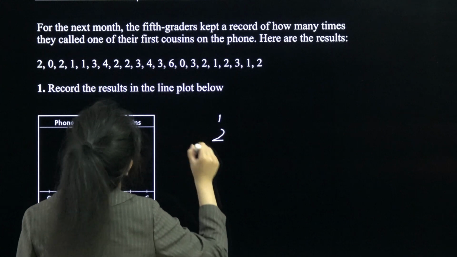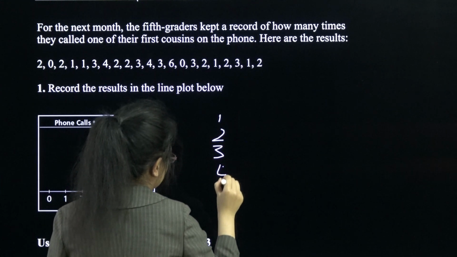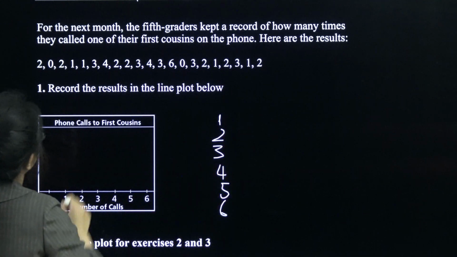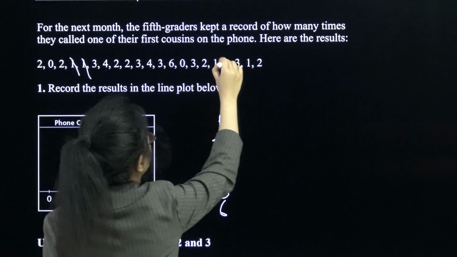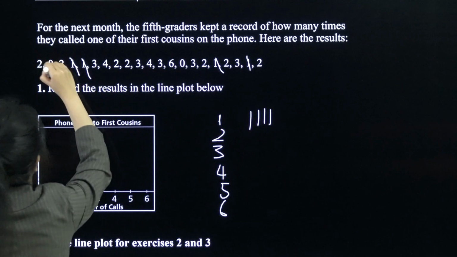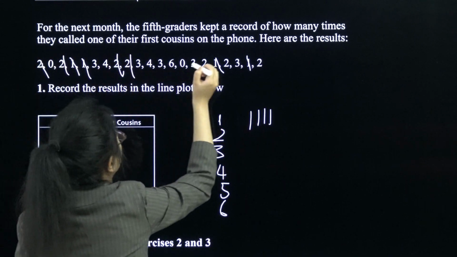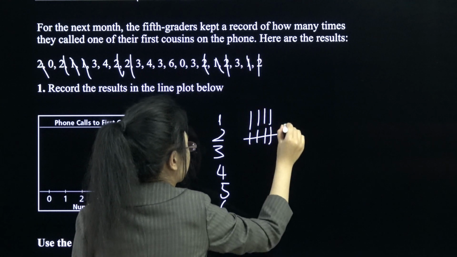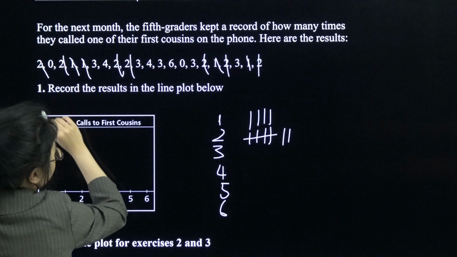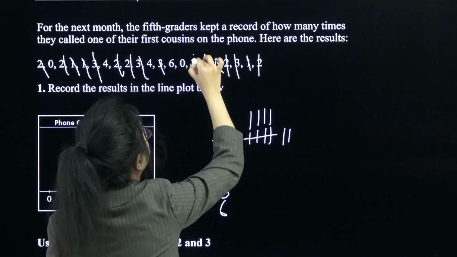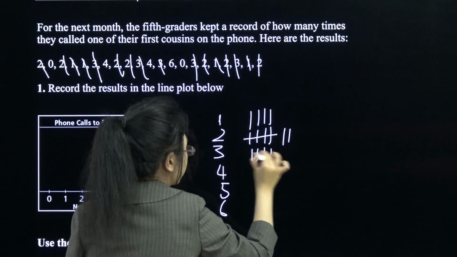1, 2, it goes up to 6, so 3, 4, 5, 6. Now we're just going to tally some. 1, 2, 3, 4 for 1. And then 1, 2, 3, 4, 5, 6, 7 for 2. For 3, there's 1, 2, 3, 4, 5.